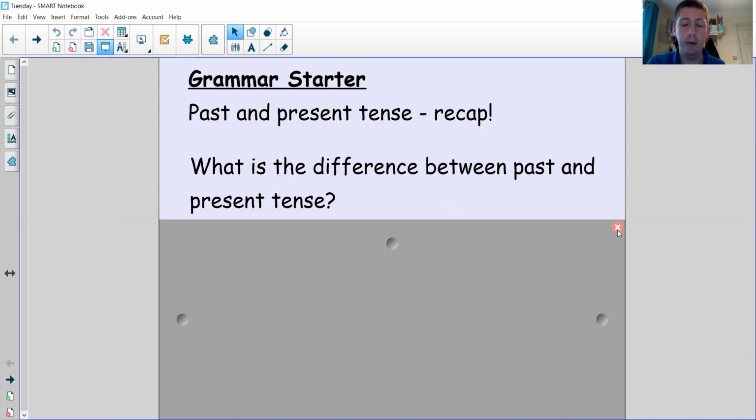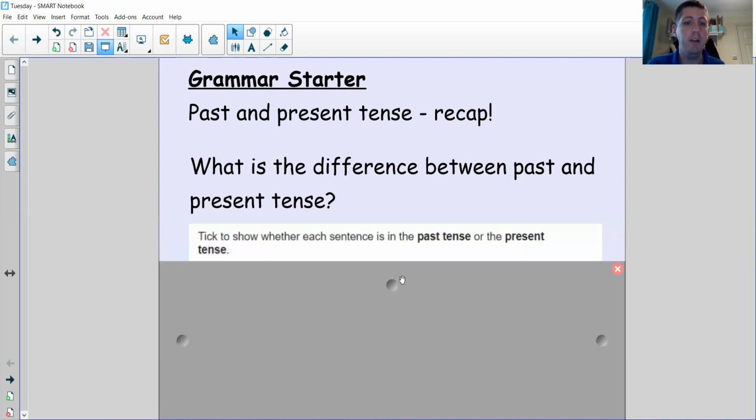We're going to have a look at a couple of questions together to see if you can understand the difference between the past and the present tense. So let's look at this one together. I'd like you to tick to show whether each of the sentences is written in the past tense or in the present tense. So I'm going to show you the sentence, and then you're going to work out, would you tick past, would you tick present?